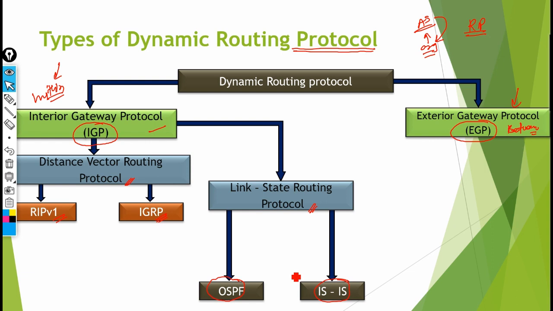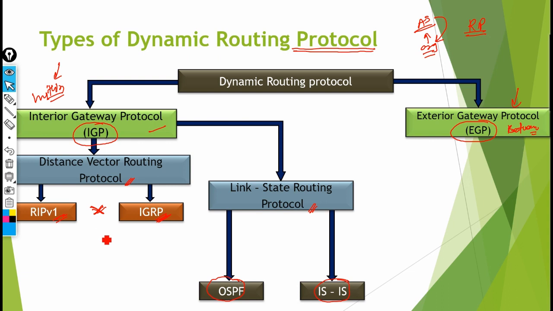Link state routing protocols have one more category, which is IS-IS, Intermediate System to Intermediate System. Make sure RIP version 1 and IGRP both have some problems. That's the main reason they are not used in production.